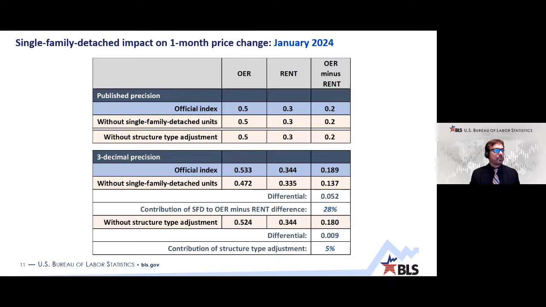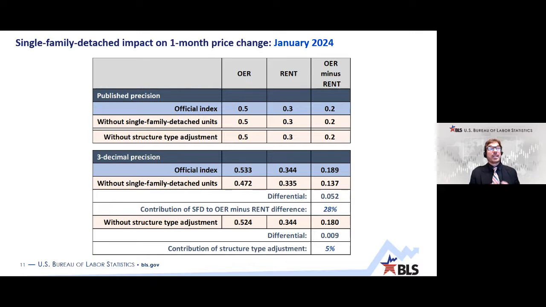We can look at that 3 decimal place precision and drill down to what's going on behind these published numbers. So at the 3 decimal place level, the official index minus the rent index, again, not seasonally adjusted, is 0.189. Let's remove the single family detached units, and we see that that gap is smaller. The rent index is 0.335 and the owner's equivalent rent index 0.472, so lower. So one thing to notice here is that this must mean that the single family detached units in January had a higher rate of inflation than the non-single family detached units.